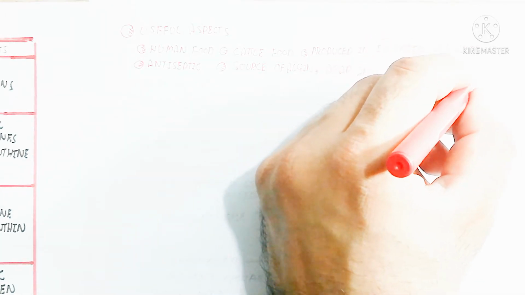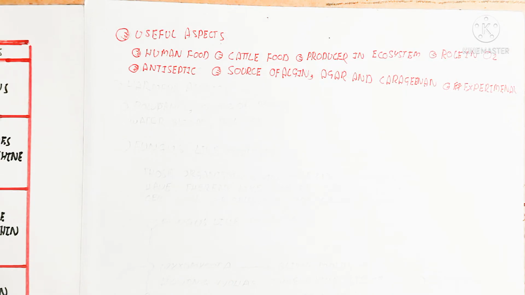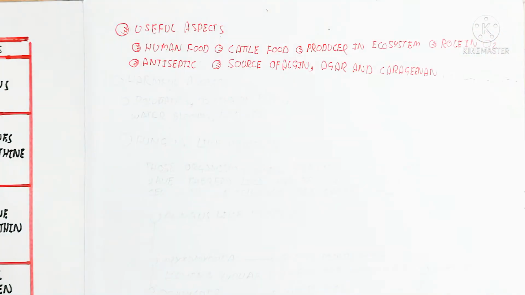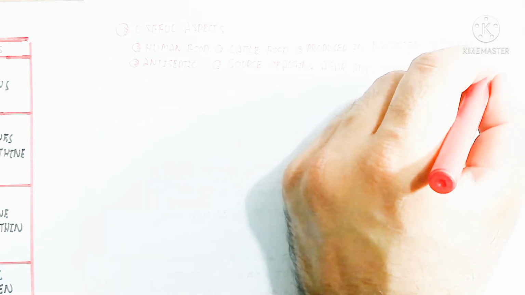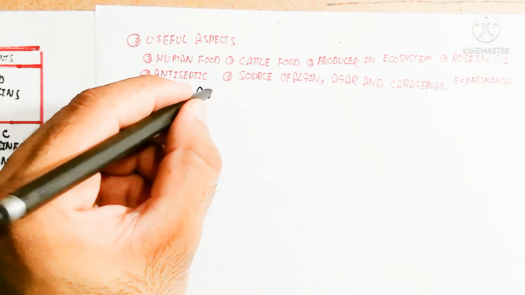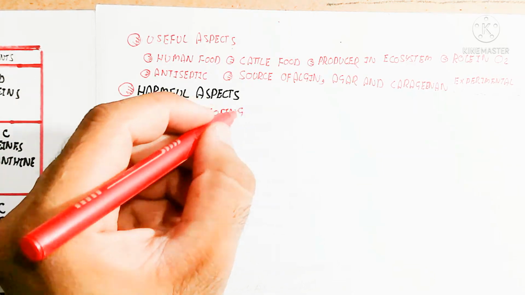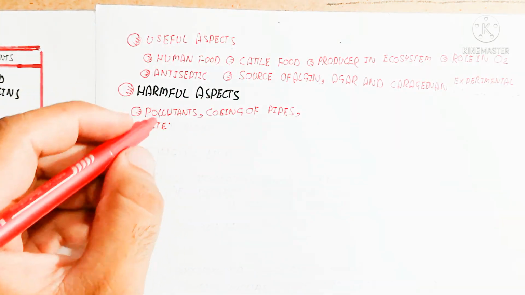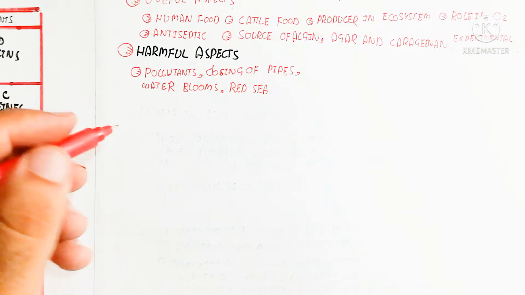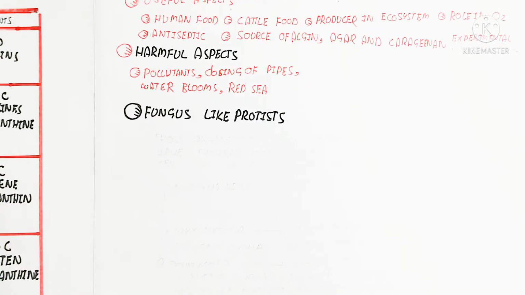So what that means, the role in oxygen production, because 90% of oxygen is produced from these algae, and they are also used as antiseptic, a source of algin, agar and carrageenan. Experimental use is also there. Agar is basically used for bacterial culturing. So the harmful aspects are pollutants and closing of pipes due to the presence of algae in the water. The closing of pipes is the major harmful aspect, along with water blooms and Red Sea.